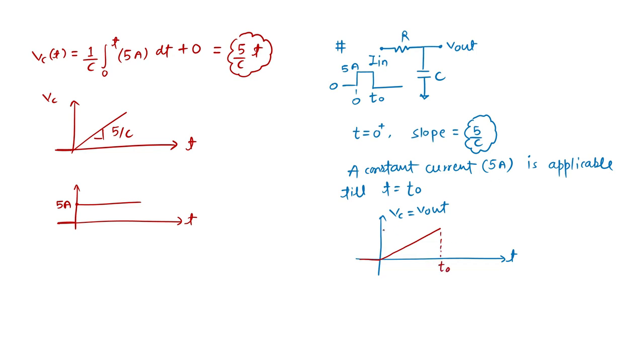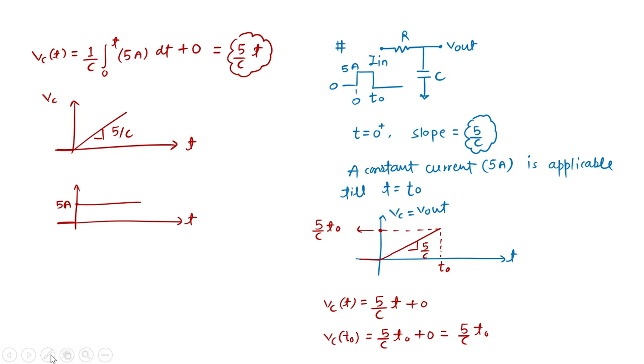So what should be the value of capacitor voltage at this particular point of time? We are seeing that it is increasing with a slope of 5 by C. What should be the equation of capacitor voltage with respect to time? 5 by C, the slope, times time. So the value of capacitor voltage at time instant t naught is nothing but 5 by C t naught. The initial value is 0, so I am not worried about that. So this value comes to be 5 by C t naught.